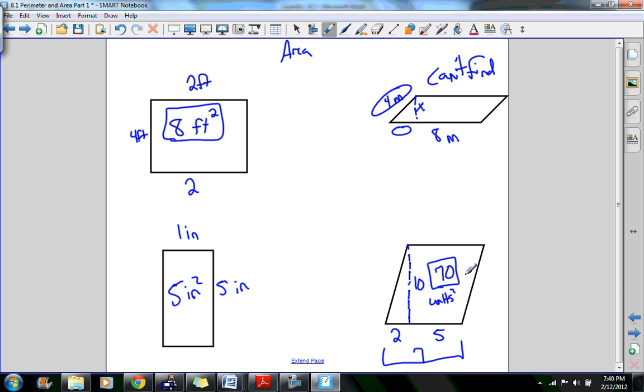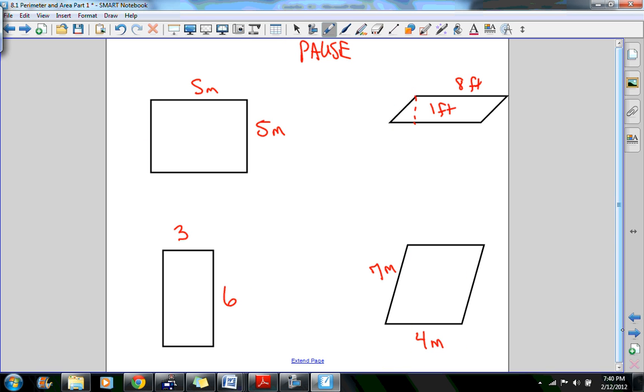Okay? So let's have you try a few of these on your own. Give these a pause. All right, so let's see if we got them right. This here is 25 square meters. This is 18. This will be 8 square feet. And this we can't find. If you have questions on any of those, ask me. I'm here to help. Okay?